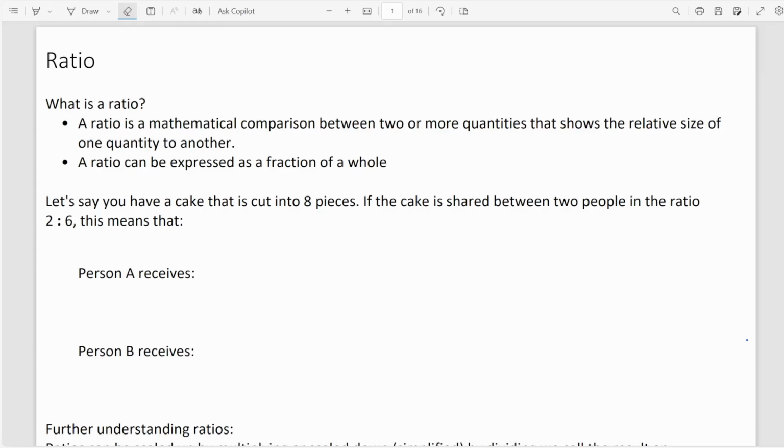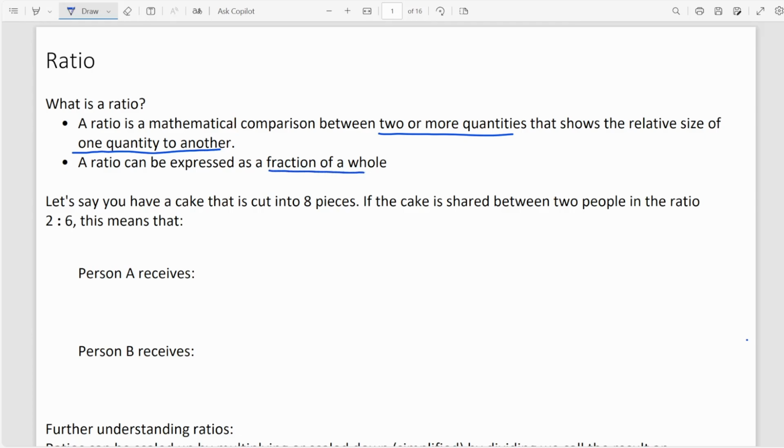In this video, we will be taking a look at ratio. Now let's start with understanding what is a ratio. A ratio is a mathematical comparison between two or more quantities that shows the relative size of one quantity to another. Okay? And the ratio can be expressed as a fraction of a whole.